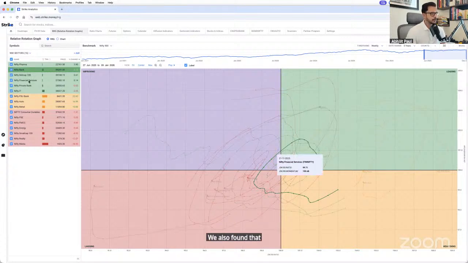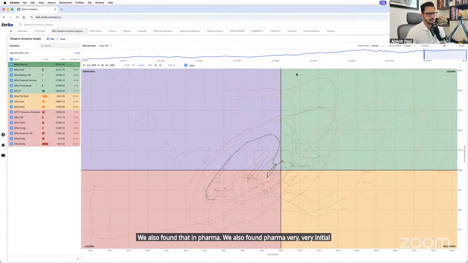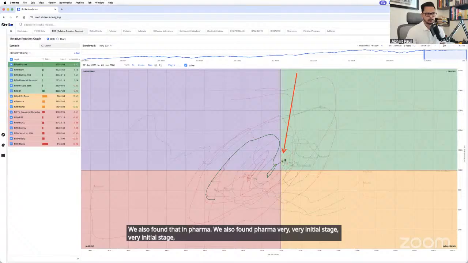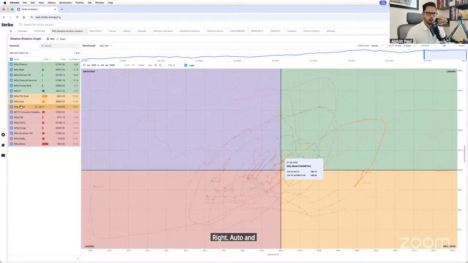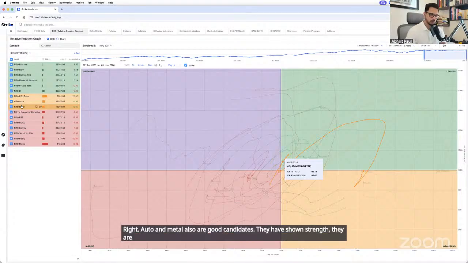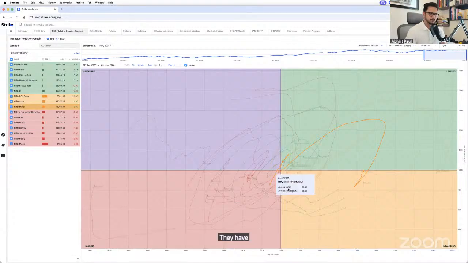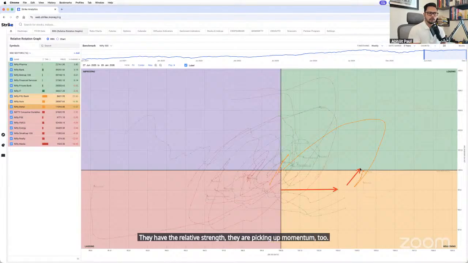We also found pharma, very, very initial stage, but it can deliver something. Right. Auto and metal also are good candidates. They have shown strength. They are showing strength. They have the relative strength. They are picking up momentum. So, why don't we keep an eye on them.